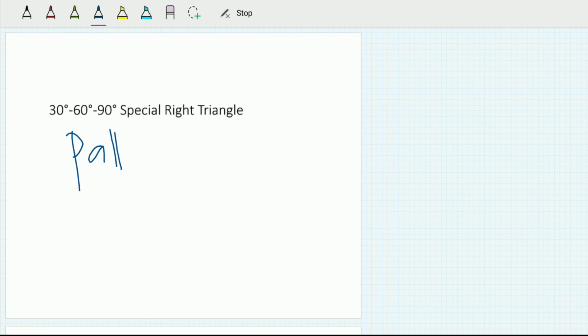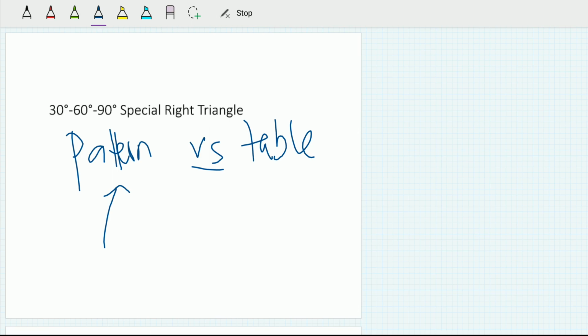We're going to either do it the pattern way, which sometimes is a super shortcut, where you can just solve, or we're going to do it using the table way. The pattern way, I'll explain how that looks once you see it. In the table way, just like the 45, 45, 90, we're going to think of what is the most basic triangle that we can use that follows the 30, 60, 90.